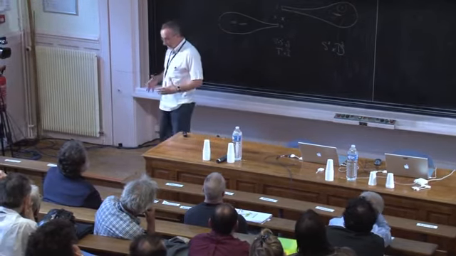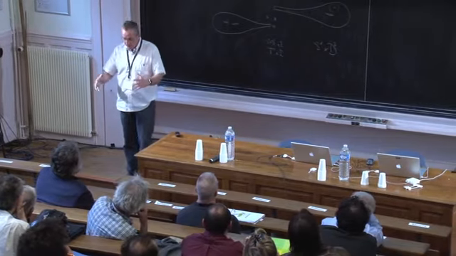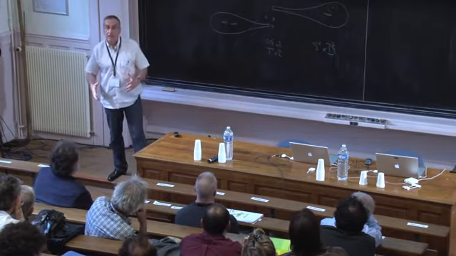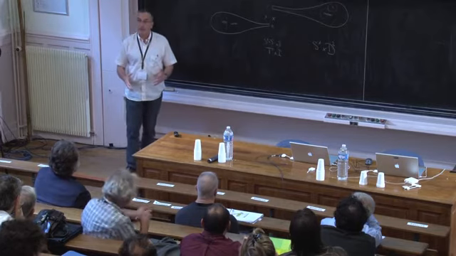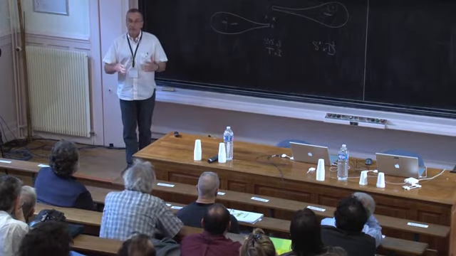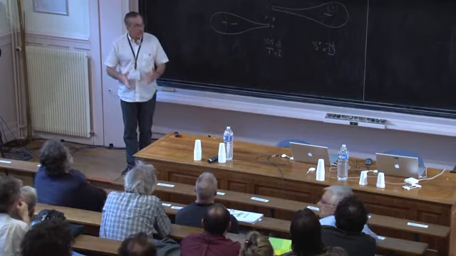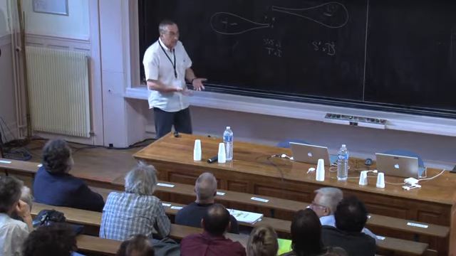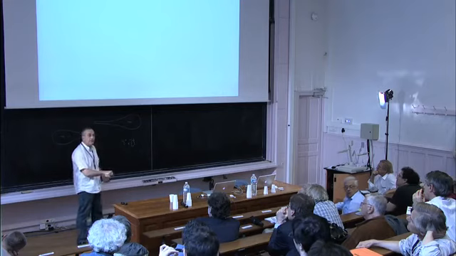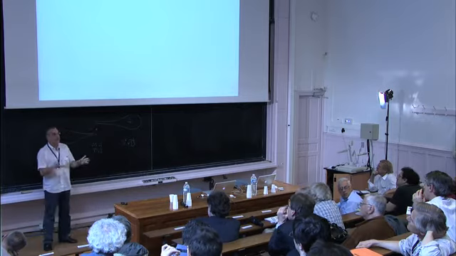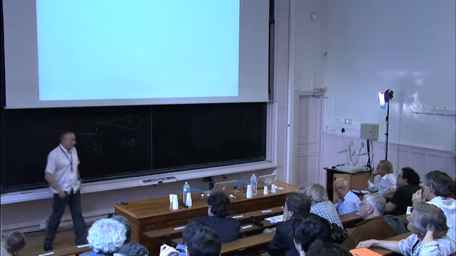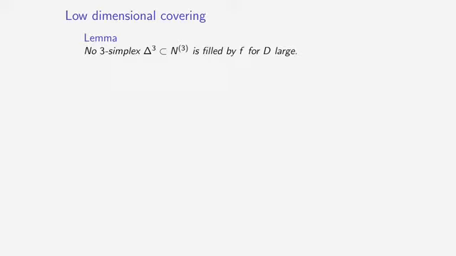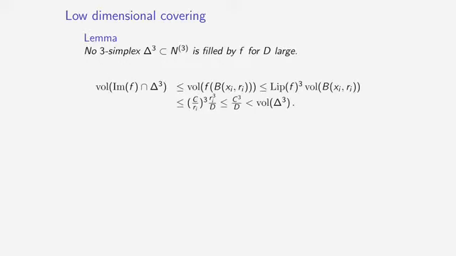So the point is now we have a nerve where there may be three simplices. And the only thing we want to show is that any three simplex is not filled by the map, so that there is a point in the middle which is not reached by the map. And then you can use central projection. And how do you get that? Again, we use Gromov's paper.